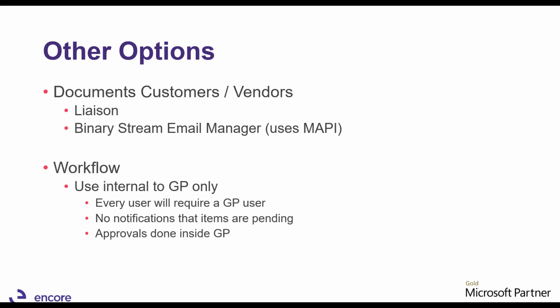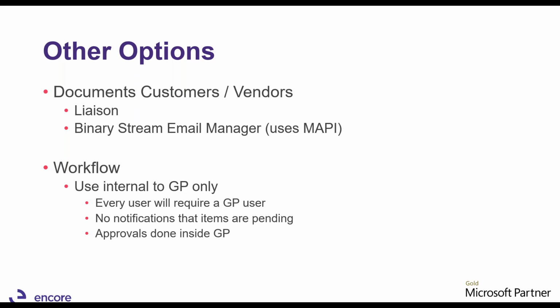There are no notifications sent to you, so you don't know that anything's there. So it would be the person's responsibility to go into GP and check. And all approvals would then be done inside GP. The big disadvantage of doing it this way is two things. One, you don't know if there's anything to do, so you have to go into GP to check. And two, it requires that the approver be a user in GP.